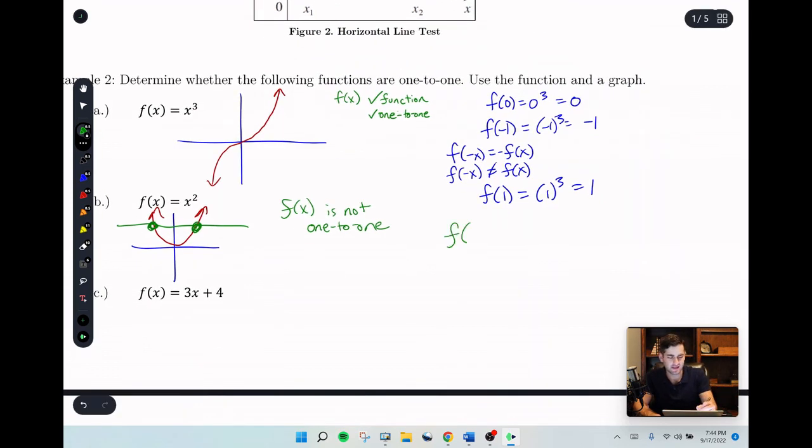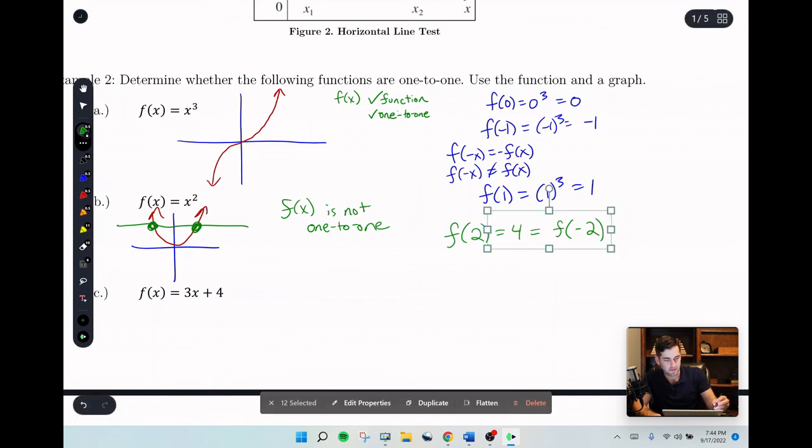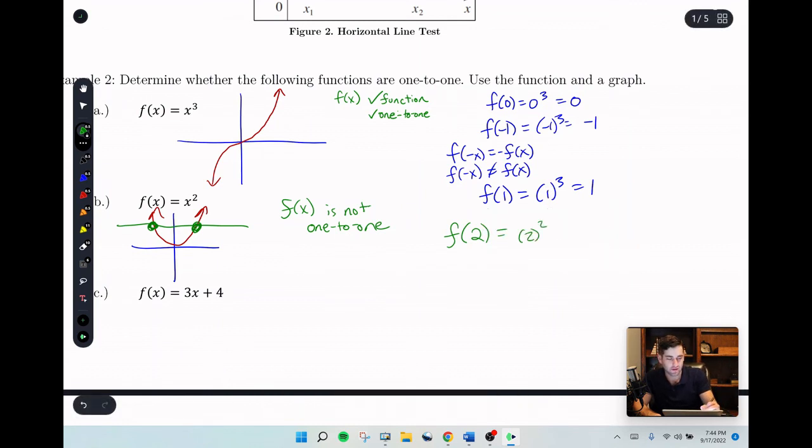So let's think about f of 2. F of 2 equals 4, right? Well, what else do we know equals 4? Because this is an even function, this is kind of the weird thing about evens and odds that are going to play into inverses today. That's the same thing as f of negative 2, right? F of 2 is actually 2 squared, which equals 4, the same thing as negative 2 squared, which equals f of negative 2. Well, here we've got f of 2 equals f of negative 2, right? But what we know is 2 does not equal negative 2.